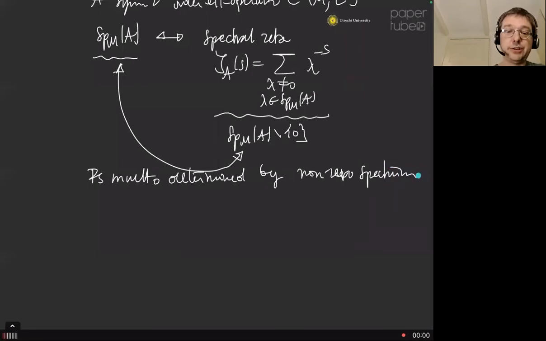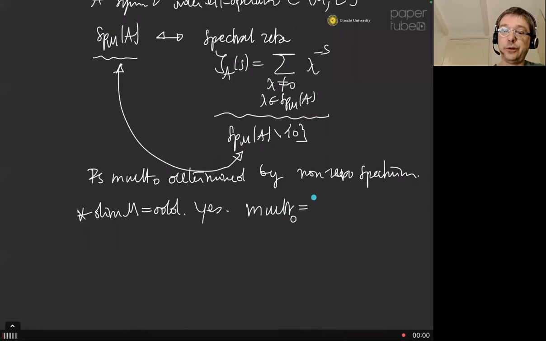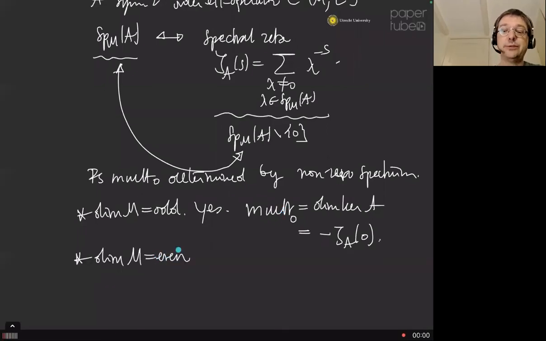The first one is: if the dimension of M is odd, then the answer is yes, just because the multiplicity of zero is equal to the dimension of the kernel, and this is equal to minus the zeta function at zero. This has to be analytically extended, and at zero it has exactly this value. But this is not true in even dimensions. I was very stuck on doing this in even dimensions. In even dimensions, this formula has another term, and this other term is the integral of the local n/2 invariant. So what about this? And this is actually false.